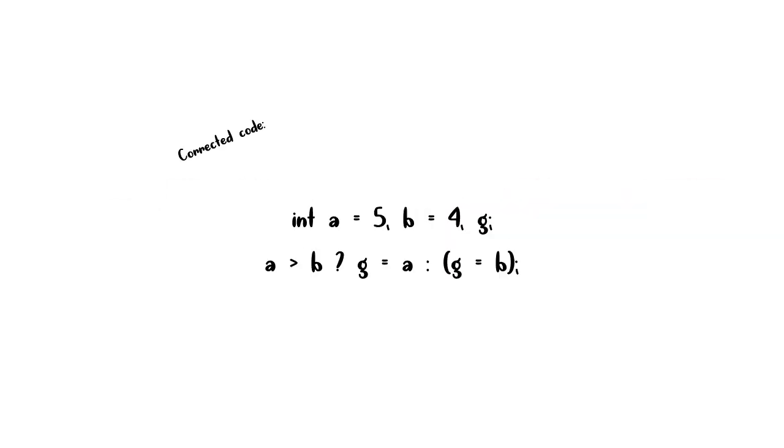Let's see it all together again. Here's the corrected code. With this small change, the code compiles successfully, and G is assigned the value of variable A or variable B based on the condition. And there you have it. A quick fix to a common Lvalue required error in C.